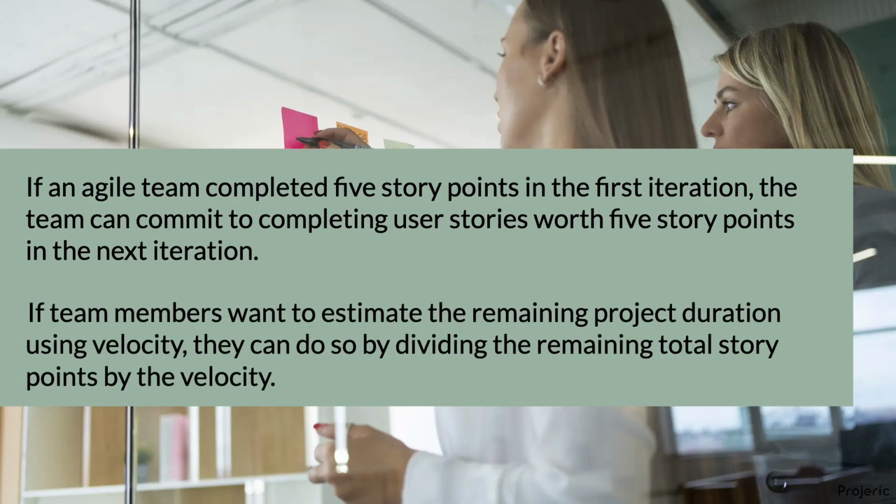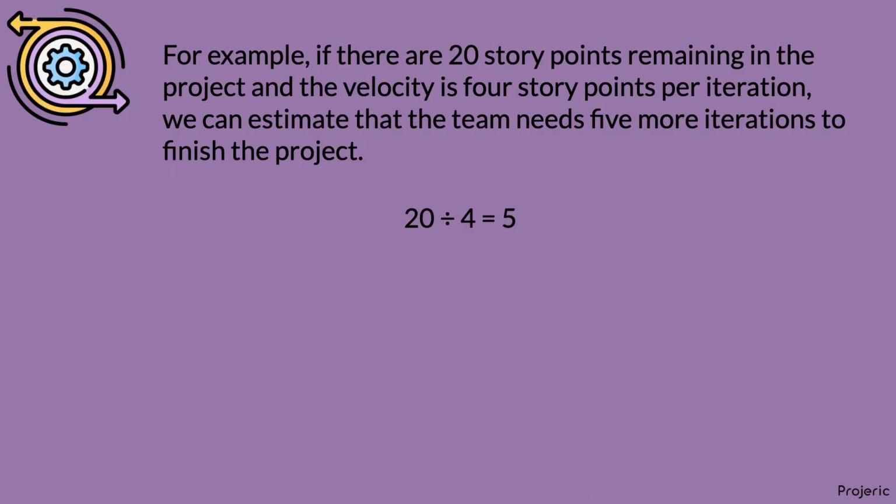If team members want to estimate the remaining project duration using velocity, they can do so by dividing the remaining total story points by the velocity. For example, if there are 20 story points remaining in the project and the velocity is 4 story points per iteration, we can estimate that the team needs 5 more iterations to finish the project.